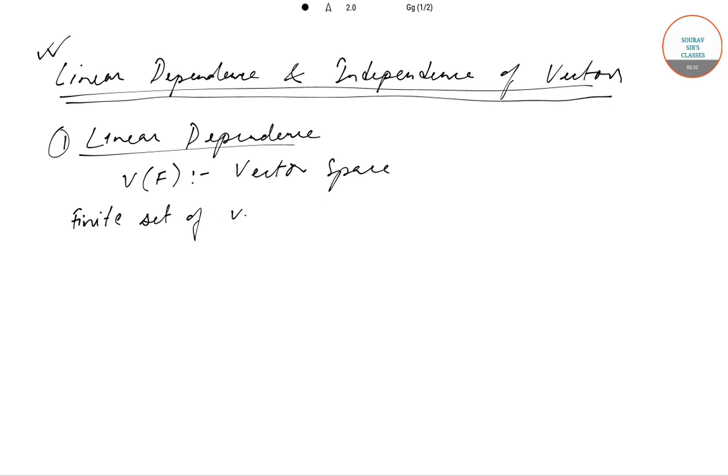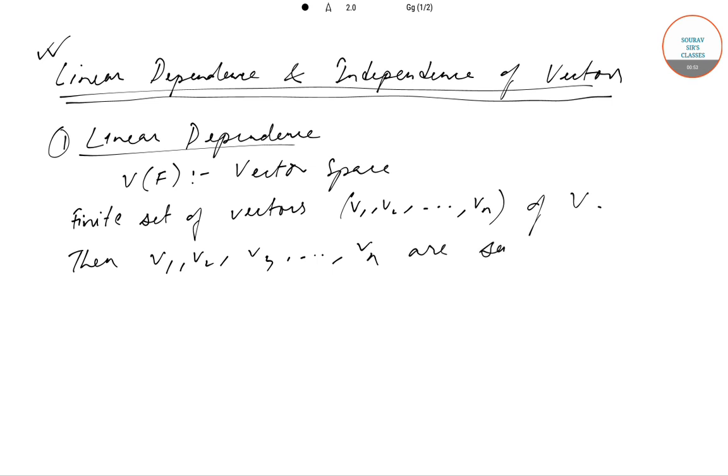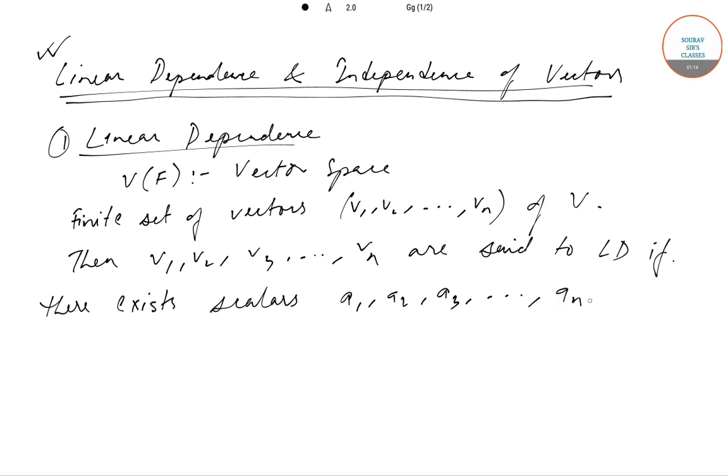set of vectors, let those vectors be v1, v2 and it goes all up till vn of V, then this v1, v2, v3 up till vn are said to be linearly dependent if there exist scalars, suppose a1, a2, a3 up till an, which belong to F and not all are 0.